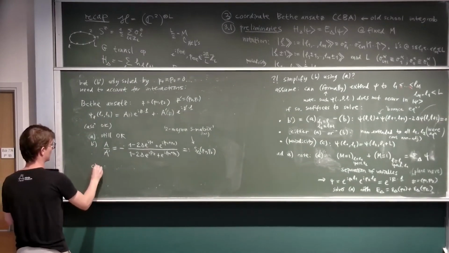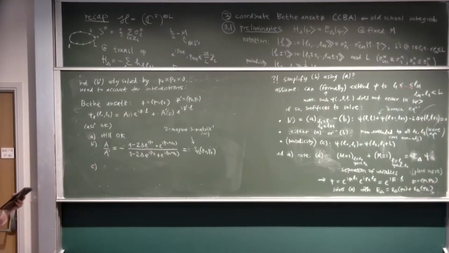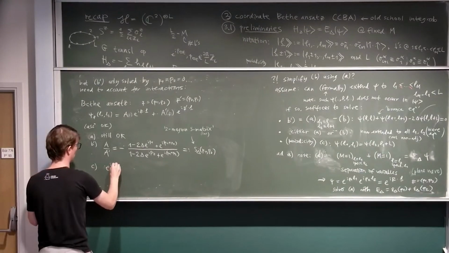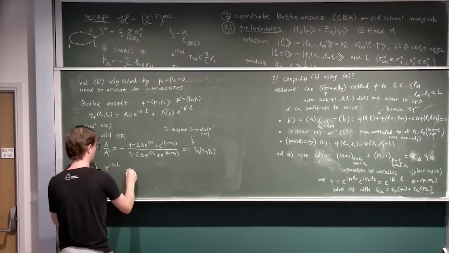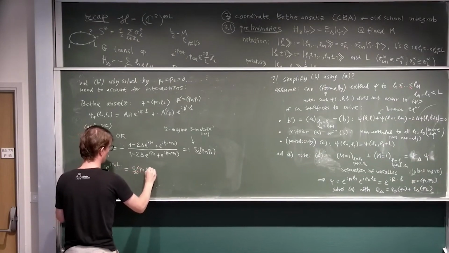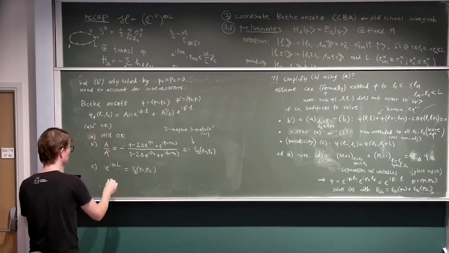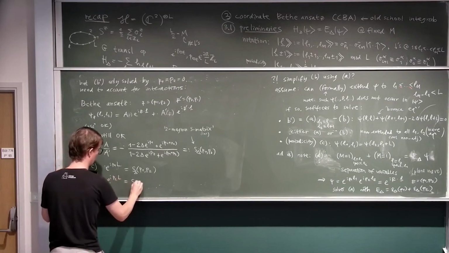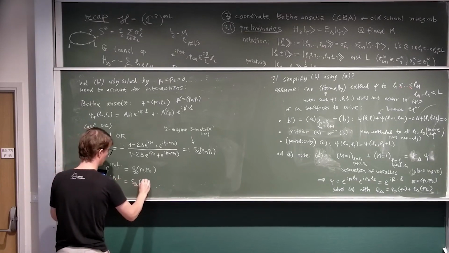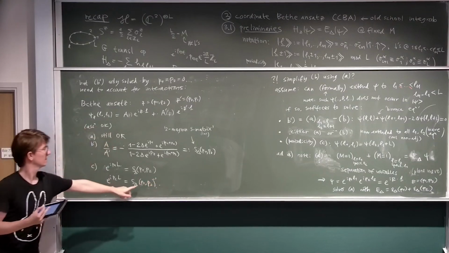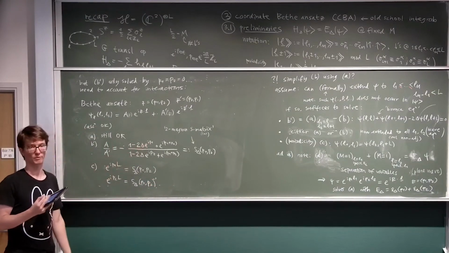Then I still need to check the periodic boundary conditions. And if you do this, what you will find is the following equations. e to the i p1 times the length L is equal to this S matrix S delta of p1, p2. And e to the i p2 L is equal to the S matrix of p1, p2 inverse, which by the way is just this S matrix with p1 and p2 swapped.